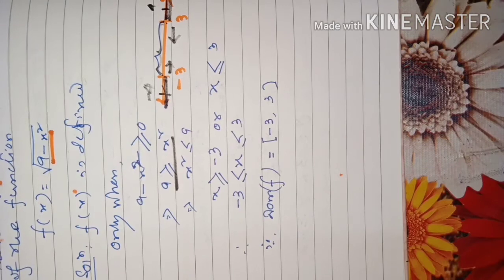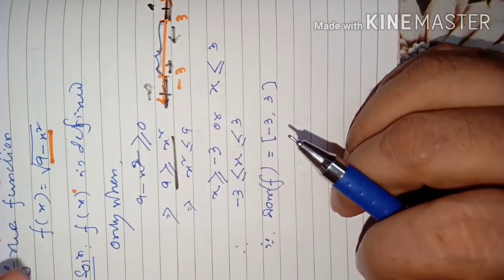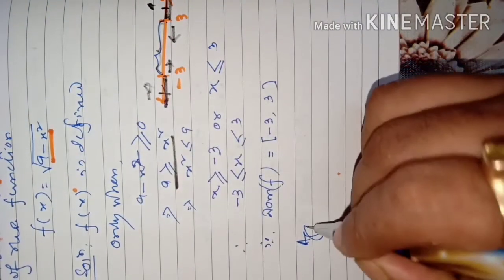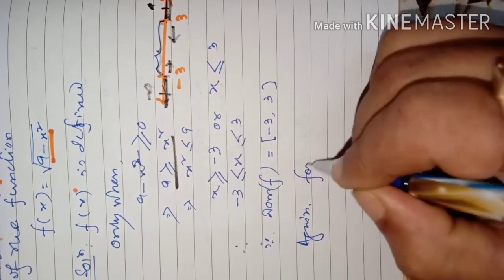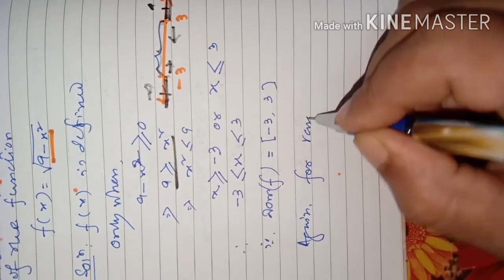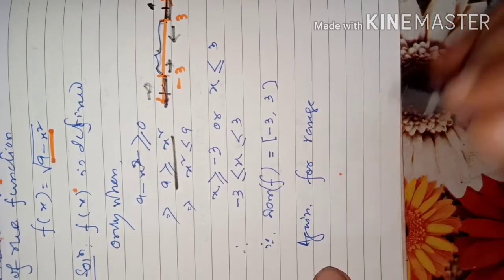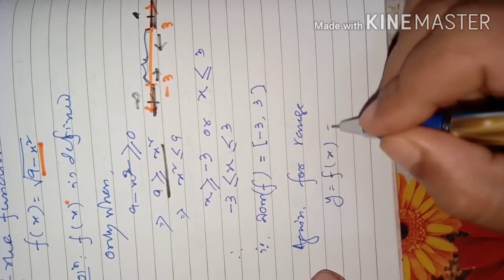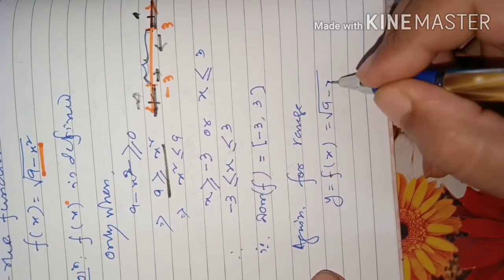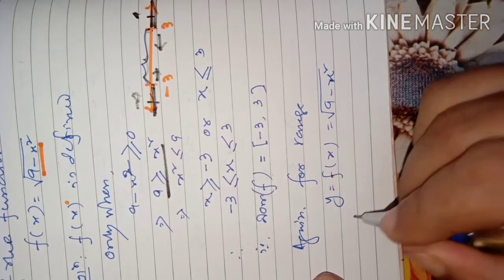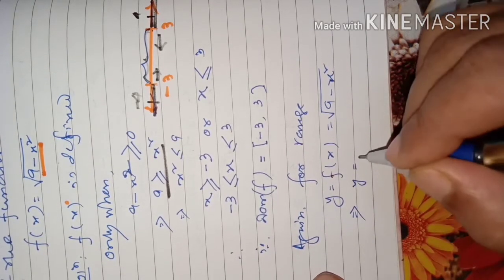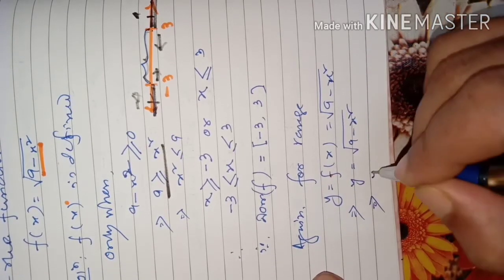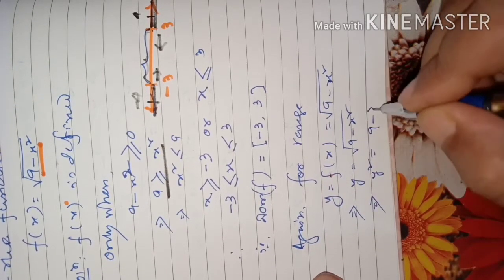Now for range, we will proceed in a similar way, but we will express y in terms of x. Y means f of x. For range, y is equal to, that is, y is f of x equal to under root 9 minus x square. So y is equal to under root 9 minus x square. If you square both sides, you will get y square equal to 9 minus x square.